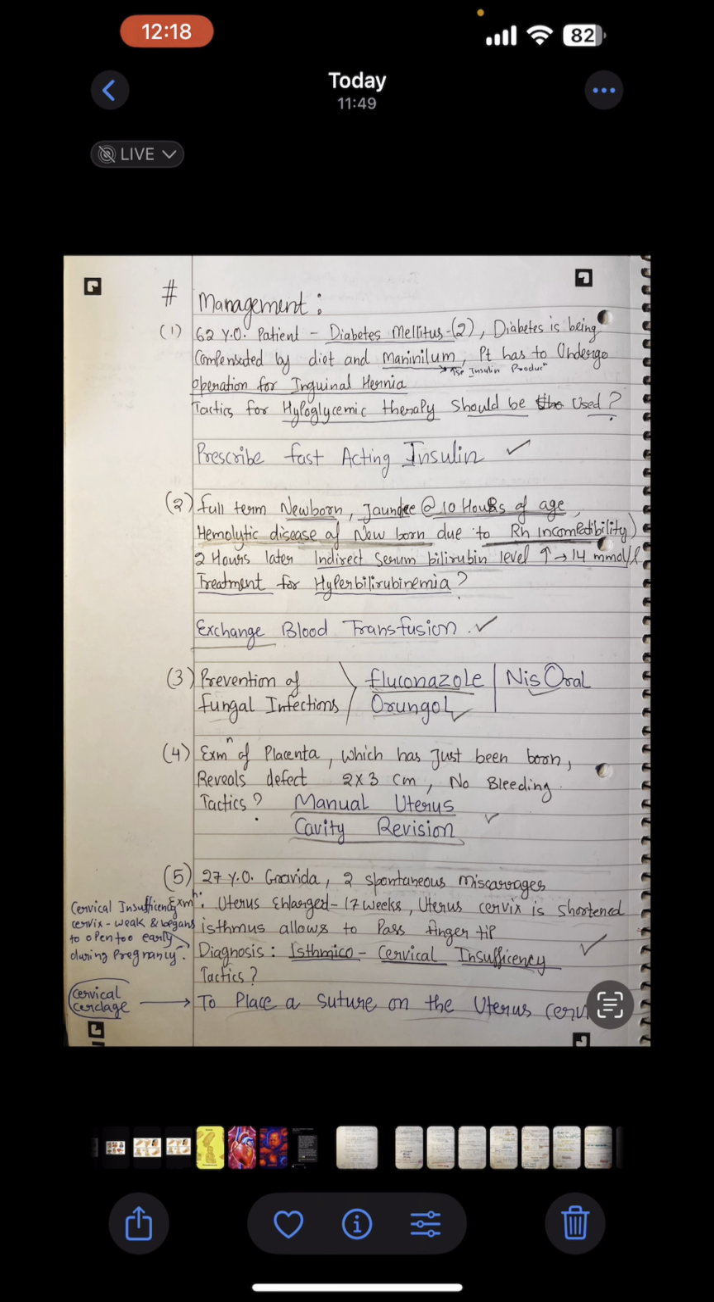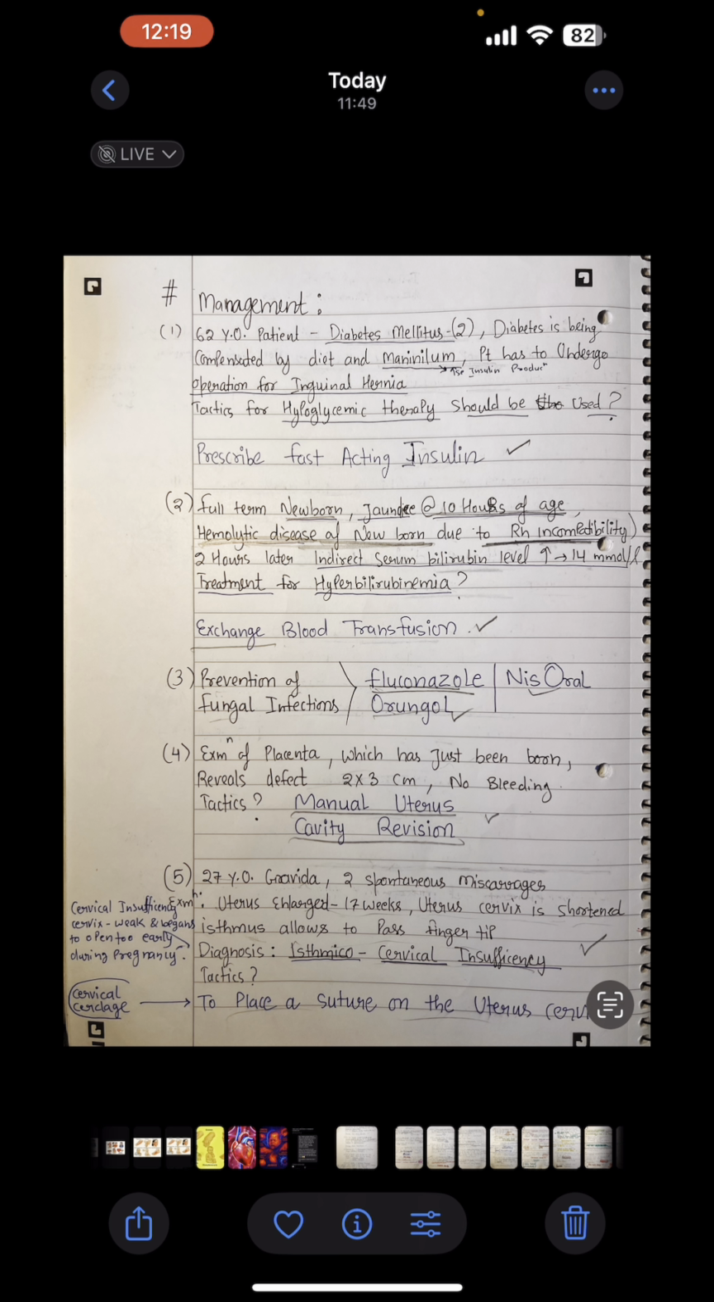Next is examination of the placenta, which has just been born, revealing a defect of 2 by 3, no bleeding. I hope you are watching my videos on the obs and gynae portion as well, I have explained this there, so watch it for better understanding. When examination of the placenta reveals a defect, it means some part has been left in the uterine cavity of the mother, and it will cause infection. So we are going to revise the uterine cavity manually, remove whatever part is left there, and prescribe antibiotics for the betterment of the patient.